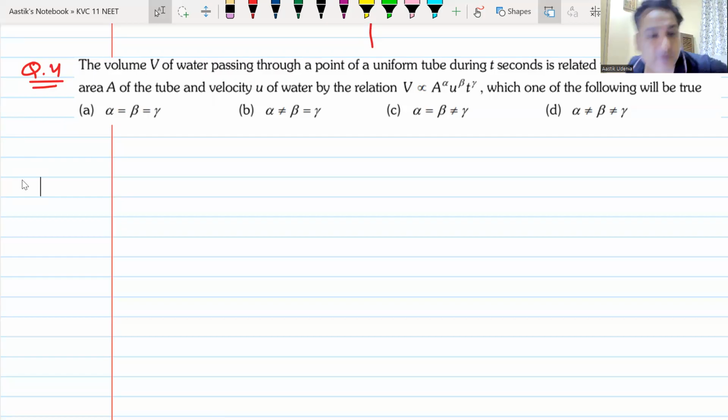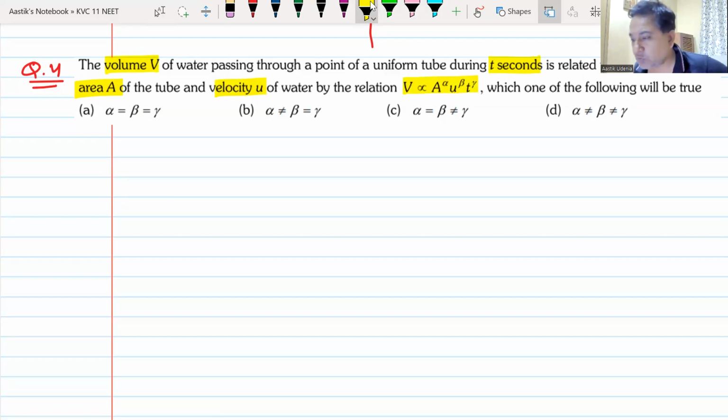The volume V of water flowing through a point of a uniform tube in T seconds. So V is the volume. T is time, my dear friends. It is related to the cross-sectional area A, and velocity U. So you have volume V, time T, area A, and velocity U, four quantities. They are related by the relation this, gentlemen.